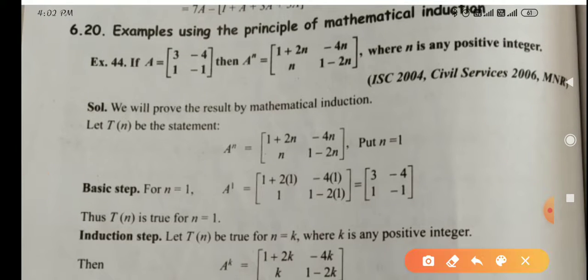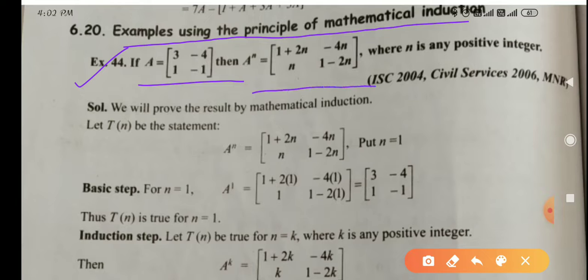First example is coming. Examples using the principle of mathematical induction. Example 4 is given. Matrix A is given as 3, 1, minus 4, minus 1, and A to the power n equals 1 plus 2n, n, minus 4n, 1 minus 2n, where n is any positive integer. So you have to prove by mathematical induction that A to the power n equals this matrix. It is true for all positive integers n.